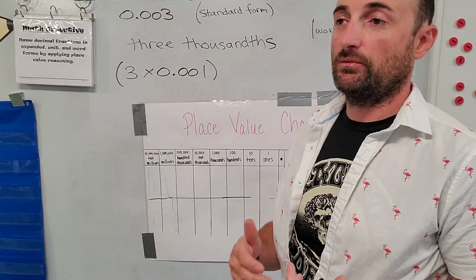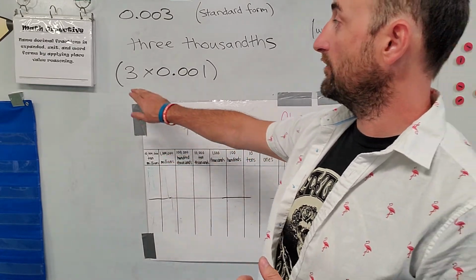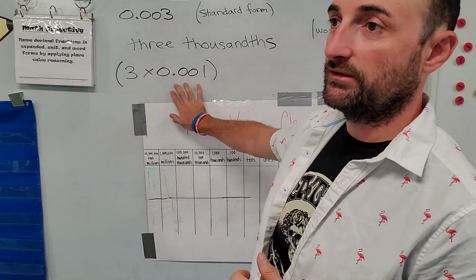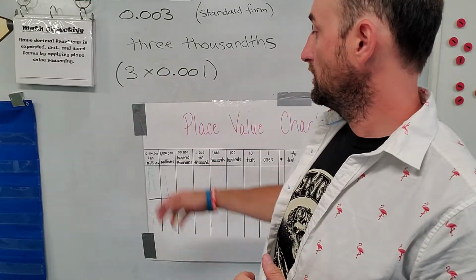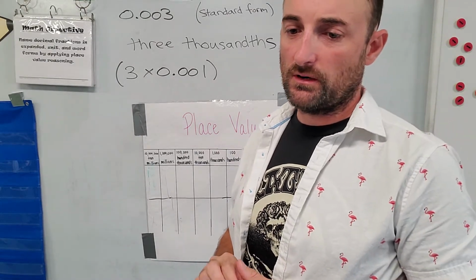Again, when we're writing these in expanded form, we're going to have a number: how many groups of, and then what place value it's in. So we know this is thousandths. How many groups? We had three. Okay, let's try one more.